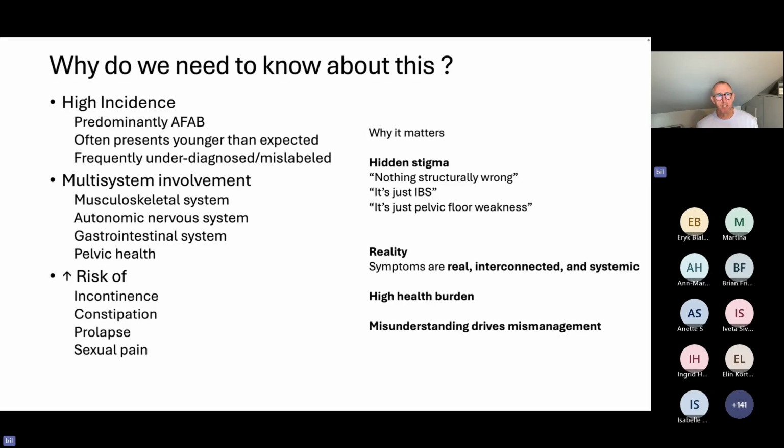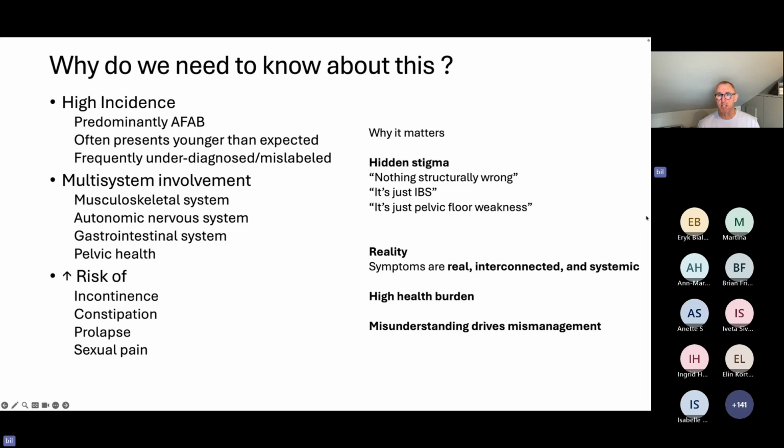There's obviously multi-system involvement: the musculoskeletal system, autonomic system, gastrointestinal system, and then the pelvic system, pelvic health. There's an increased risk of incontinence, constipation, prolapse, and sexual pain. And why it matters is because there's this hidden stigma. Oftentimes the patients are told there's nothing wrong and nothing structurally wrong, despite many tests and investigations.